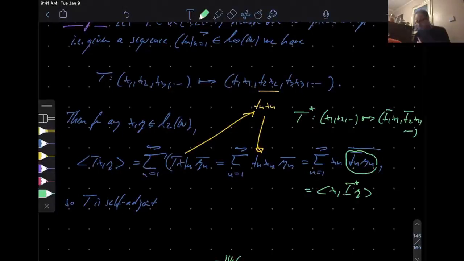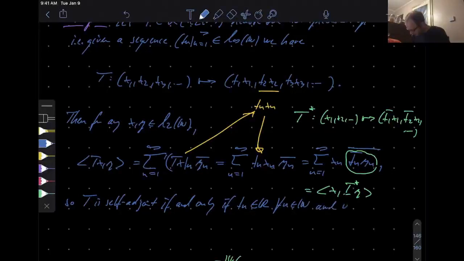So self-adjoint would then only happen if the tk bars are equal to tk, and that precisely happens when you're dealing with real t's, right? So T is self-adjoint if and only if tn are real for all n.